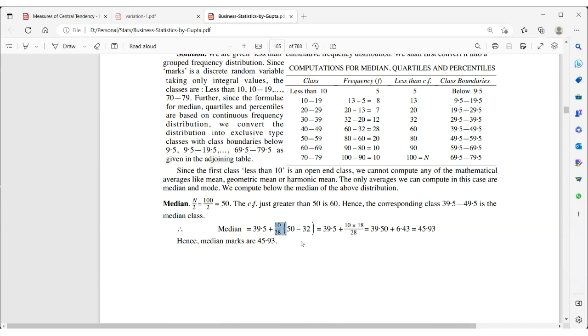Fine. N by 2. N by 2 is 100 by 2. That is considered 50. So this is 50.